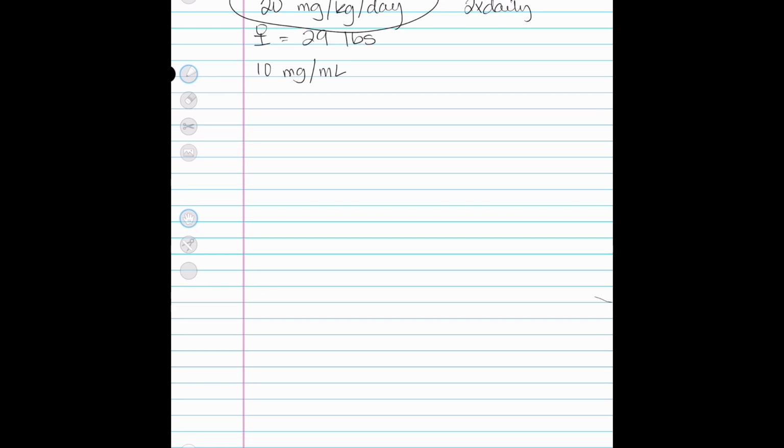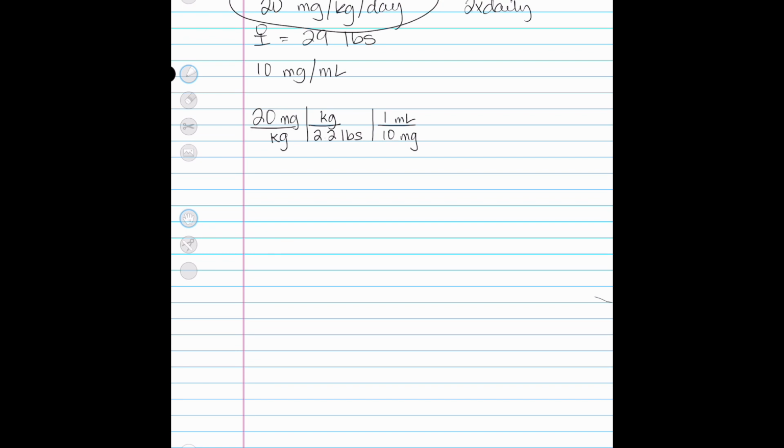The other thing, well, let's see, 20 milligrams per kilogram per day. Okay, so let's start setting this up. We're looking at 20 milligrams per kilogram. I'm going to put my little bar here. We know that 1 kilogram is equal to 2.2 pounds. We know that it comes pre-measured, and 1 milliliter contains 10 milligrams.